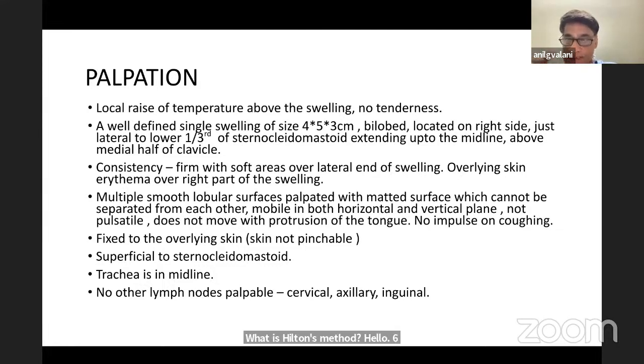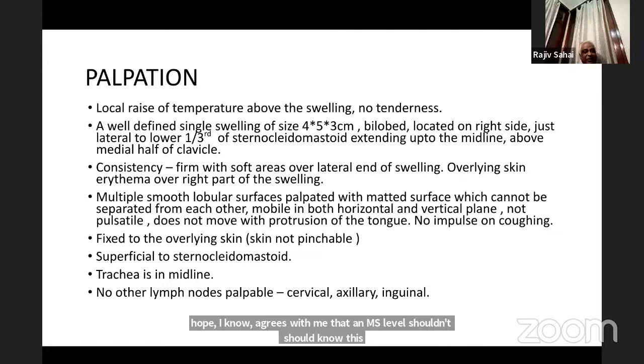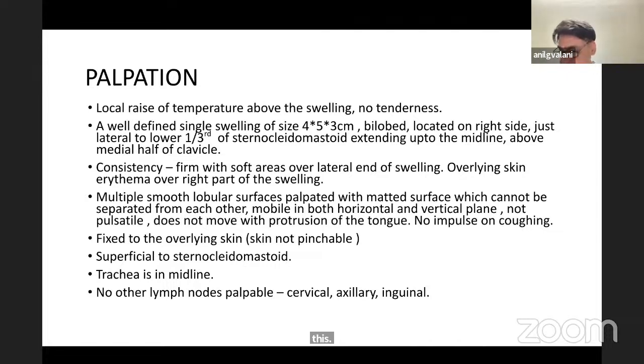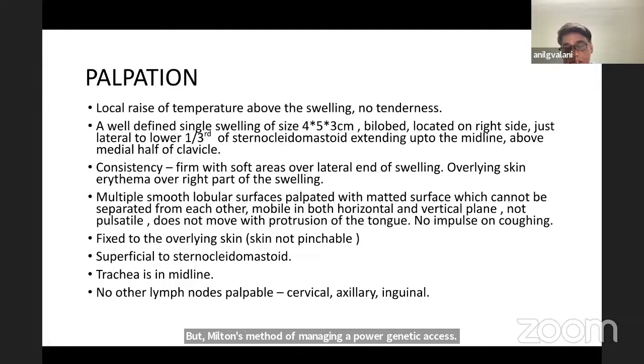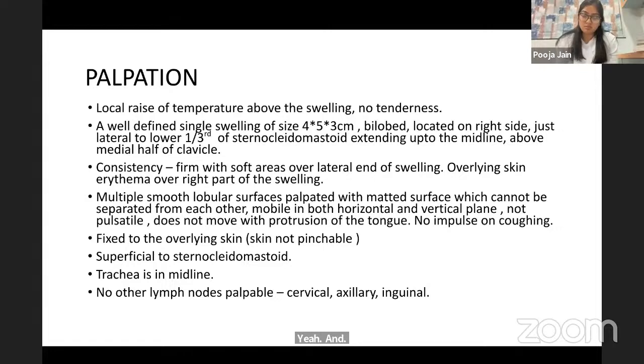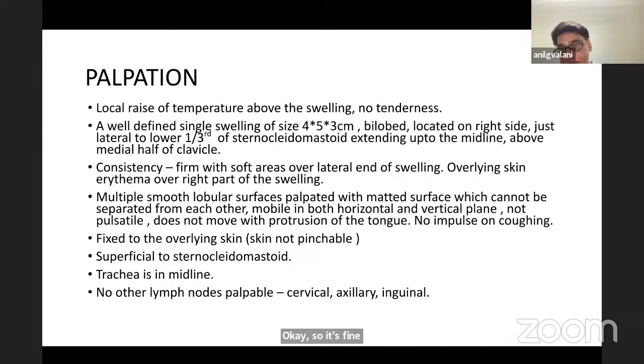Compared to the gluteal abscess that you have managed, I give you another example of an abscess on the forearm, which is just under the skin. Can you drain that by a different technique? What is Hilton's method? Tell me. I hope the panel agrees with me that an MS-level student should know this. Definitely, sir. Hilton's method of managing a pyogenic abscess. Which anesthesia did you give for the gluteal abscess? Sir, spinal. General. Okay, general anesthesia. Can you drain an abscess under local?